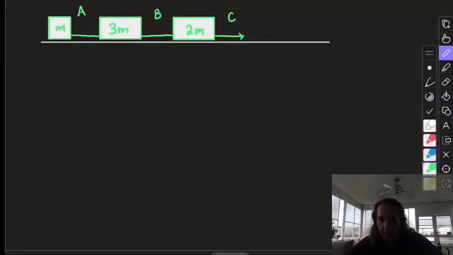C doesn't know that there's a 2M box, a 3M box, and an M box. C has to pull 6M worth of boxes. B has to pull 4M worth of boxes, and A has to pull M worth of boxes.